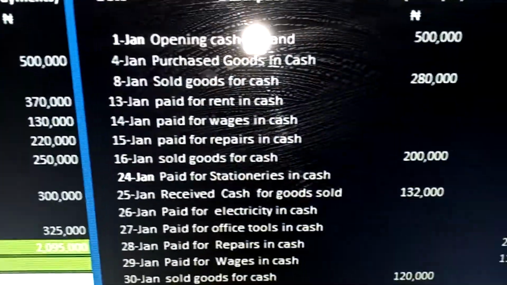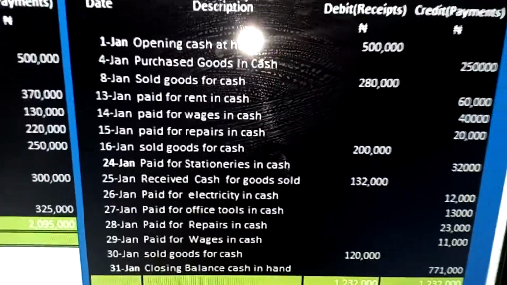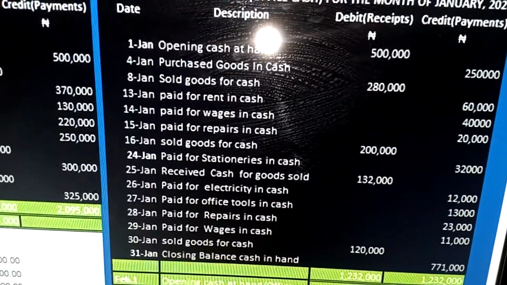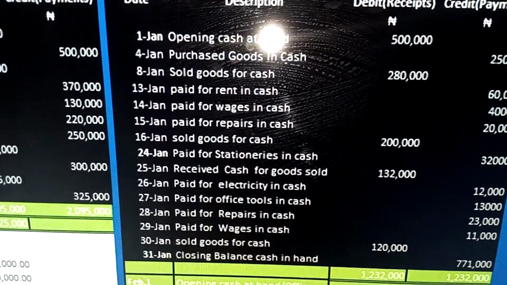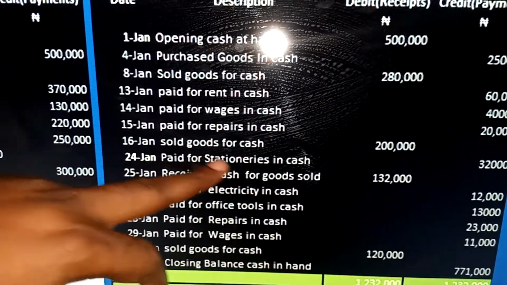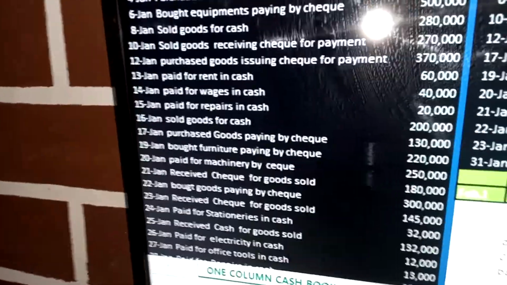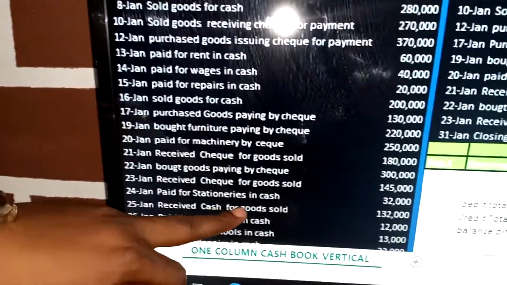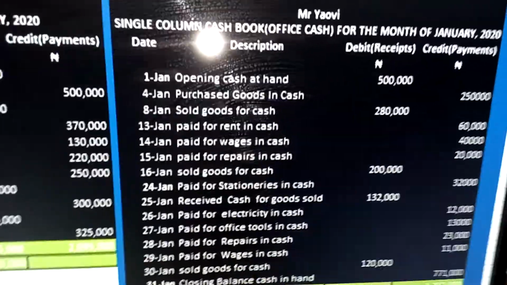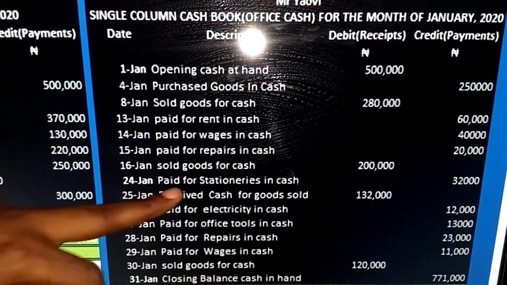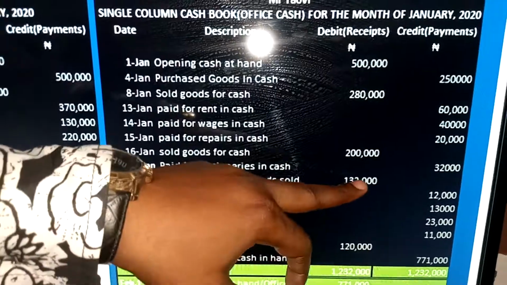It's related to cash, so we go to the cash book for the office cash. So we have 24th paid for stationaries in cash, 32,000. It's coming here because it's a payment, credit side. So on the 25th, we have received cash for goods sold, 132,000. We're receiving cash. It's affecting cash. So we have 25th received cash for goods sold, 132,000 on the receipt side.